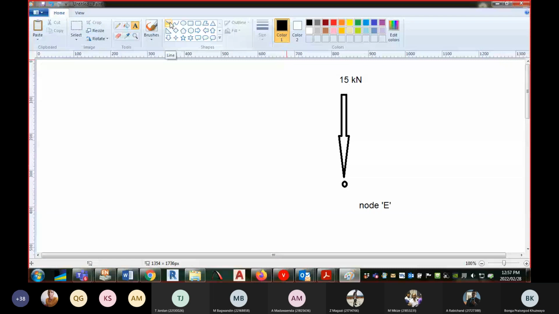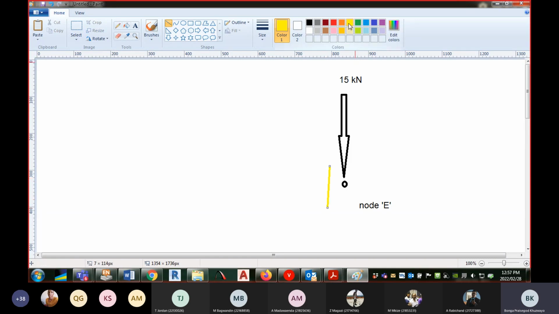Now, we're going to go just to the left of node E. This distance here is the one that is infinitesimally small now, right? So if I go just to the left of node E, what we have there, strictly speaking, is a point load of 15 kilonewton.